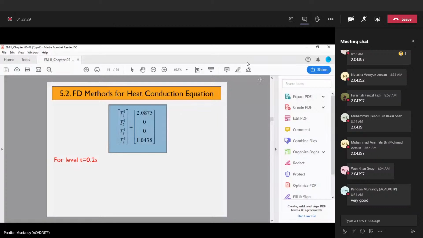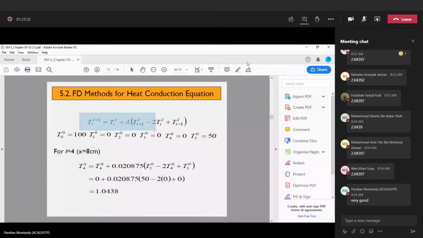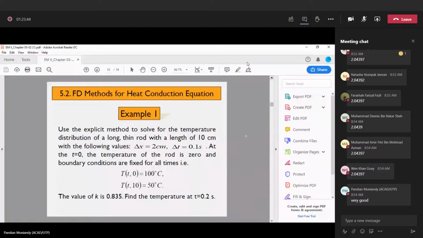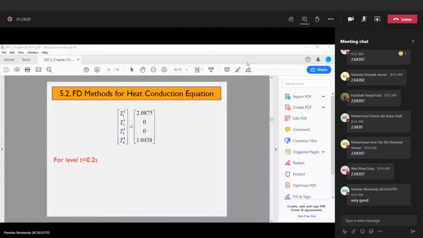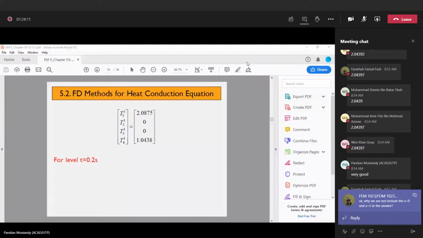So that's why you must be very familiar with this equation. This equation is very important. So you can try at T 0.3, but it is not necessary because in the problem, you are asked to find at T 0.2. If they ask you to find T 0.3, then you have to do one more iteration. So that is a good exercise and you have done. Any question, class, so far?